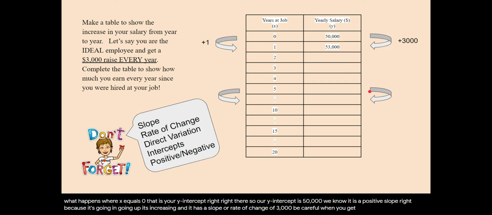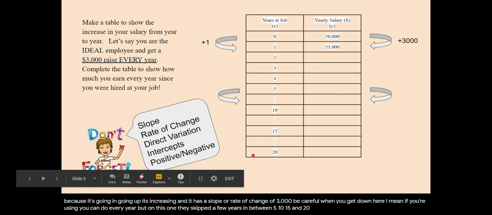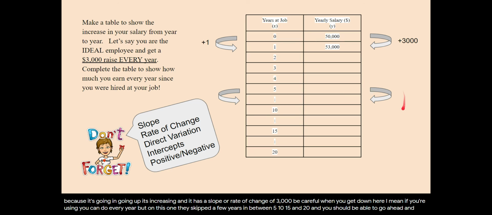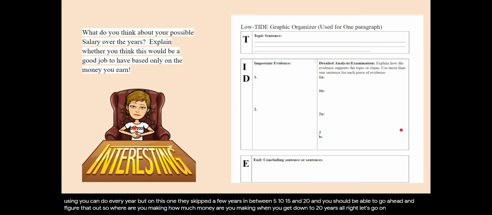Be careful when you get down here. You can do every year, but on this one, they've skipped a few years in between: 5, 10, 15, and 20. And you should be able to go ahead and figure that out. So how much money are you making when you get down to 20 years? All right, let's go on.